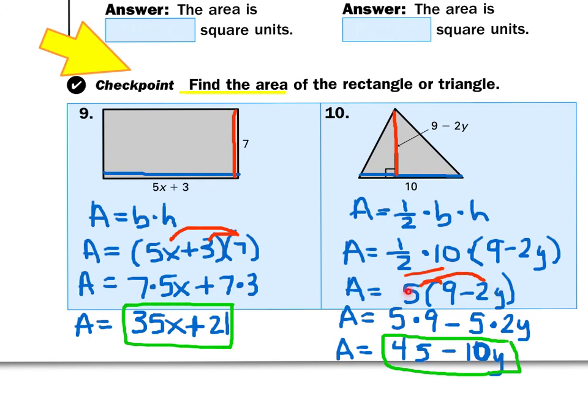So then follow the rainbow. 5 times 9 gives me my first term, copy the minus, and then 5 times 2y gives me my second term. So that would be 45 minus 10y. And remember, you cannot go any farther because the 45 does not have a y.